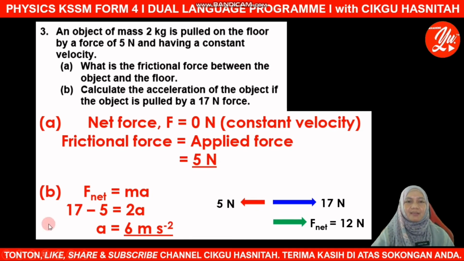Okay, so the mass is 2 kg. So by this, it accelerates at 6 meters per second squared. In which direction? How to know in which direction? If you look at the example here, let's say the force of 17 Newton is applied to the right and the frictional force is 5 Newton to the left. So the net force is 12 Newton to the right, which means the object is accelerating to the right.